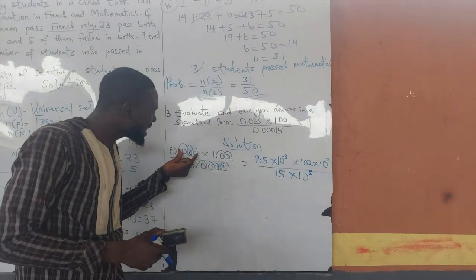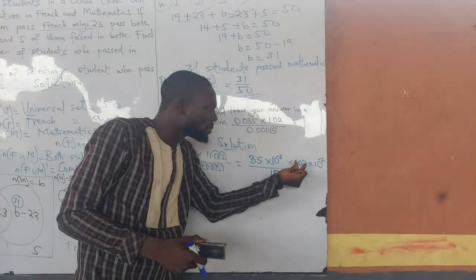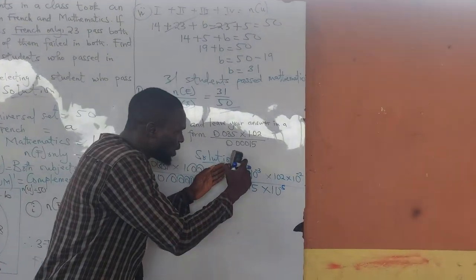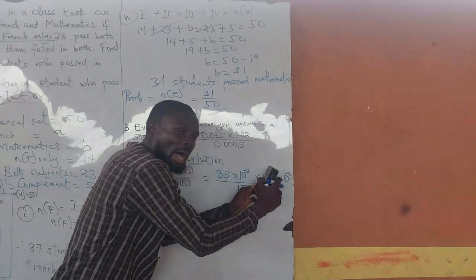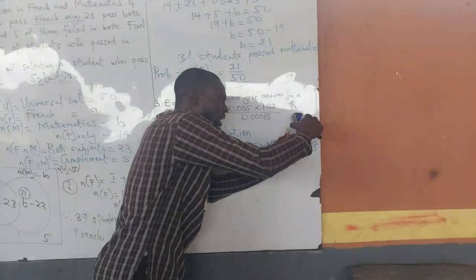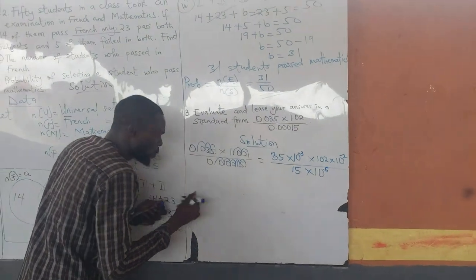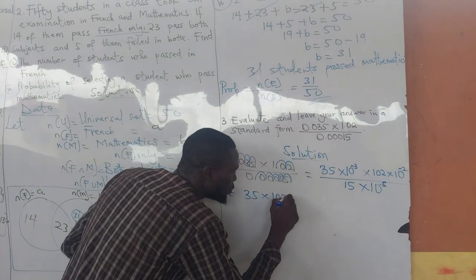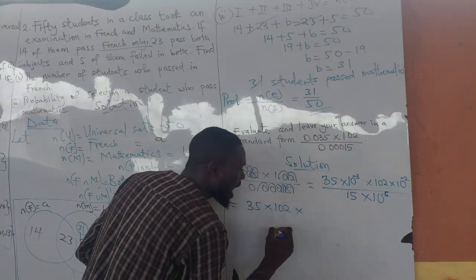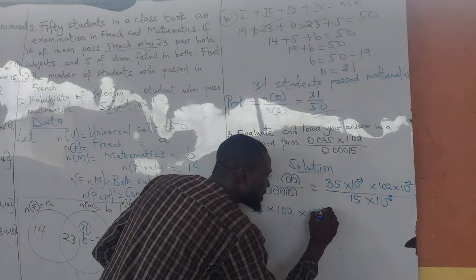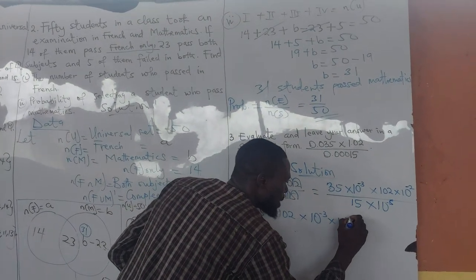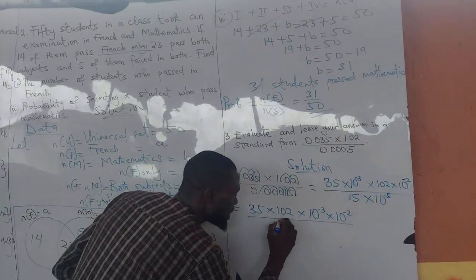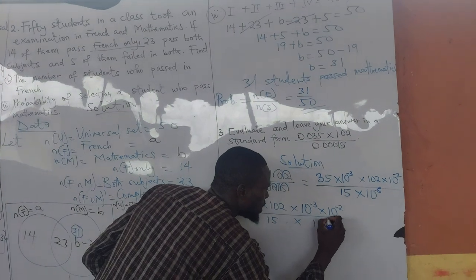Now after writing the decimals as whole numbers, let's group the numerators in such a way that we get a whole number times a whole number, and 10 to the power times 10 to the power. So with that, we say 35 times 10^2 times 10 raised to the power -3 times 10 raised to the power -2, all over 15 times 10 raised to the power -5.